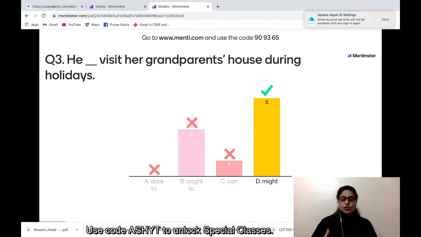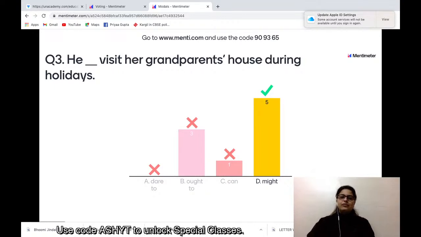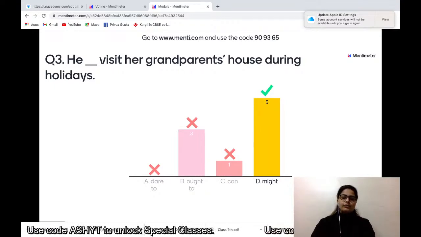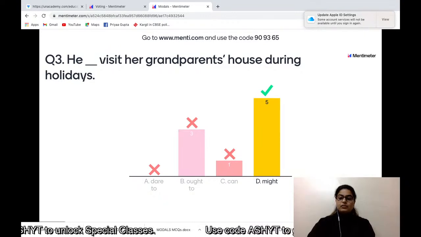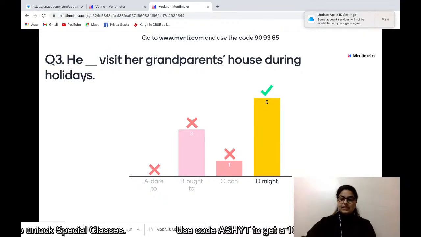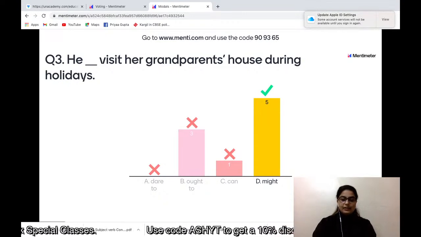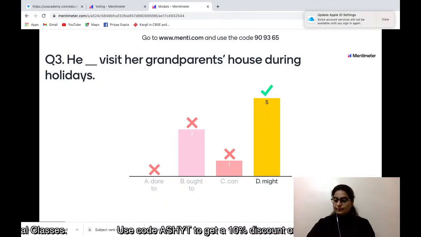Okay. Ought to. Ought to is a modal verb that you use when you are talking about something which is related to social obligations, something which is related to responsibilities that you have in life. So you'll have to understand that.